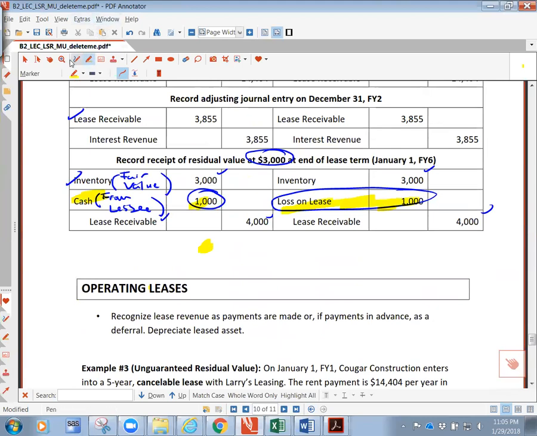So if greater or equal to 4K, then you just have inventory and lease receivable of 4,000, 4,000, and there's no loss, there's no cash, and then they would look identical. So they just look different at the end when the guarantee comes into play, which is whenever it's below the expected residual value. So that is it for sales type leases in this lecture note. And the only remaining video will be on operating leases.